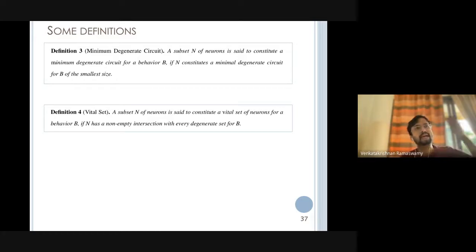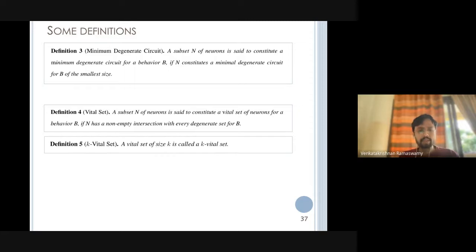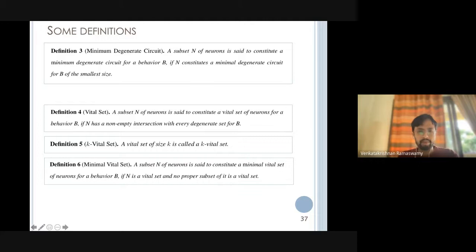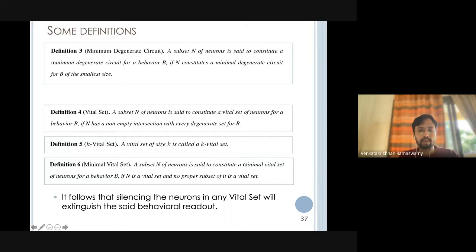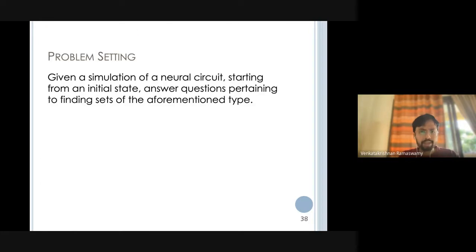Now, if you went in and silenced that subset of neurons, then it cannot be that the behavior can still be expressed, because with those neurons silenced, no degenerate set can be active, all right? So a vital set, furthermore, of size k is called a k vital set. And you can also talk about a minimal vital set, which is a vital set with the property that no proper subset of it is a vital set as well. All right, so this I already said.